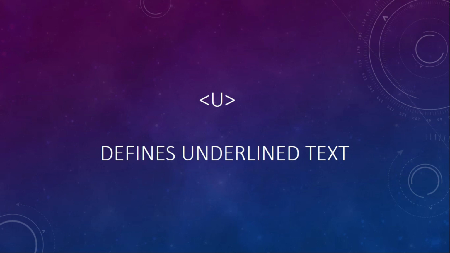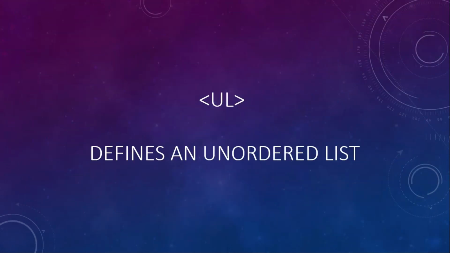U, it defines the underlined text. That means if you want to put underline in any text, you can use this tag. UL, it defines an unordered list.